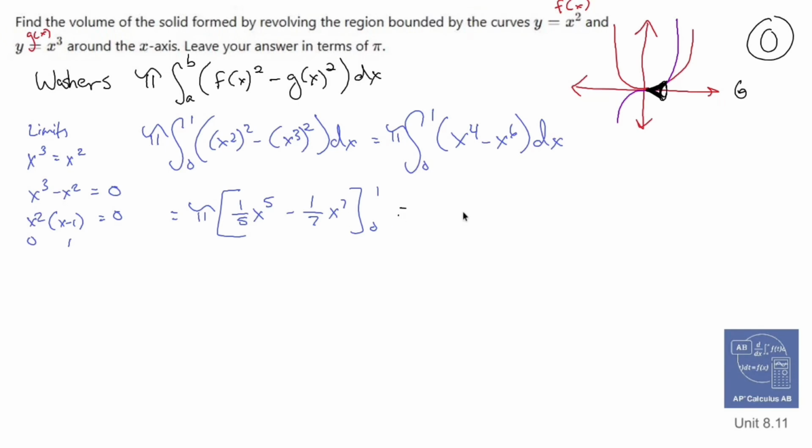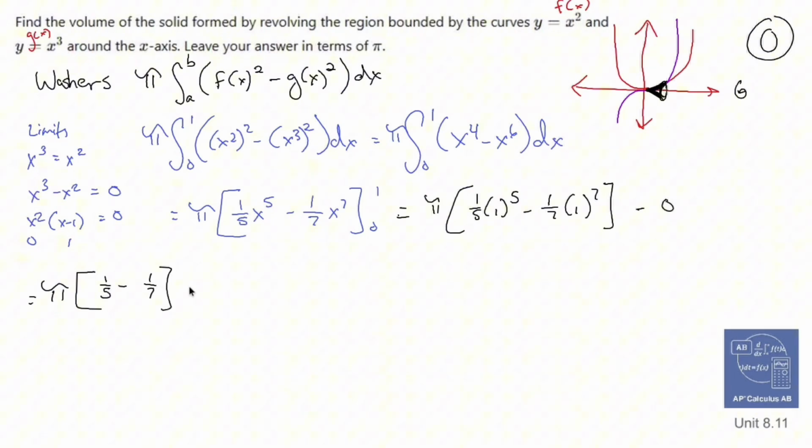Let's plug in 1. Pi times 1/5 times 1 to the 5th, easy peasy, minus 1/7 times 1 to the 7th, easy peasy. Minus, let's use common sense, if I were to plug in 0, I get 0 minus 0, which is 0. So you get that. Pi is still living on the outside. 1/5 times 1 to the 5th is 1/5 times 1, which is 1/5. Minus 1/7 times 1 to the 7th is 1/7 times 1, which is 1/7. Did you catch all that?